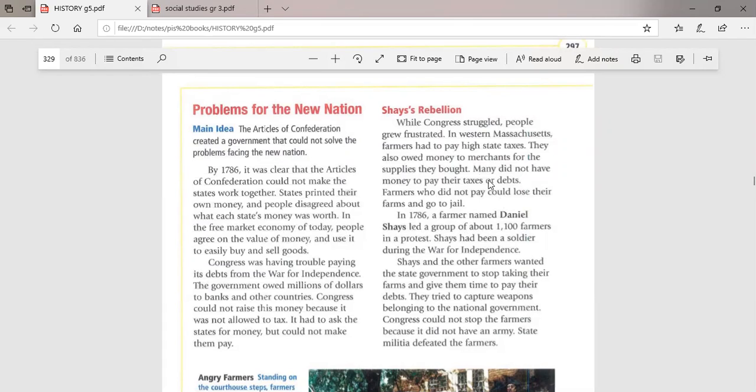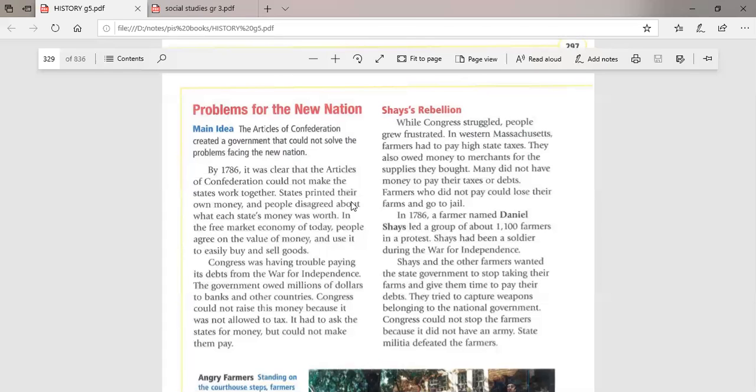So all of these problems showed that the Articles of Confederation created a weak government. So all the representatives or all the members of the Congress gathered again to change the Articles of Confederation, to change this law or this constitution of America, because the Articles of Confederation was the first constitution in America after they ended the war with Britain.